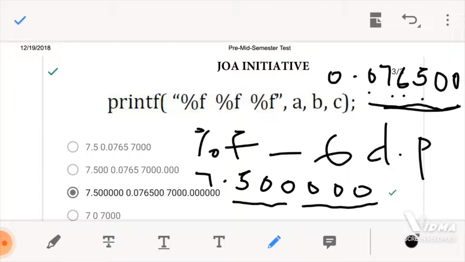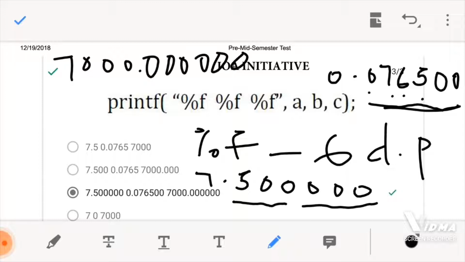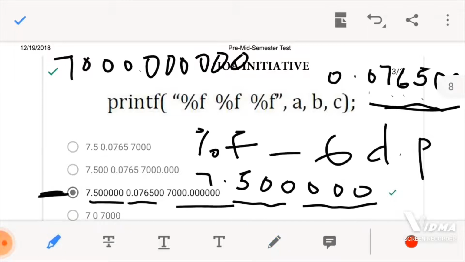And then for the other one, C was initialized to 7,000. Now when we add a decimal precision, we would have to add 6 zeros since this one didn't have any decimal places. So 1, 2, 3, 4, 5, 6. And then our answer here would be this, because this one has 6 decimal places. So let's move on to our next question.